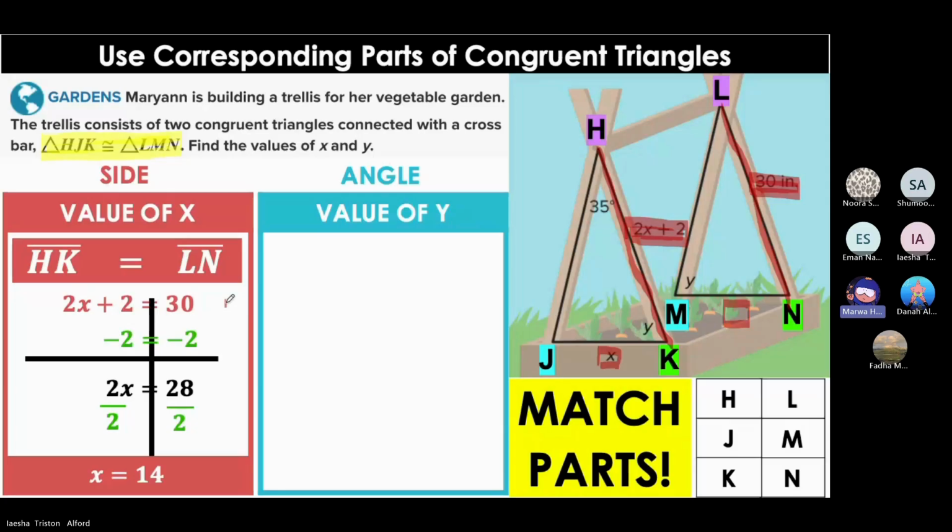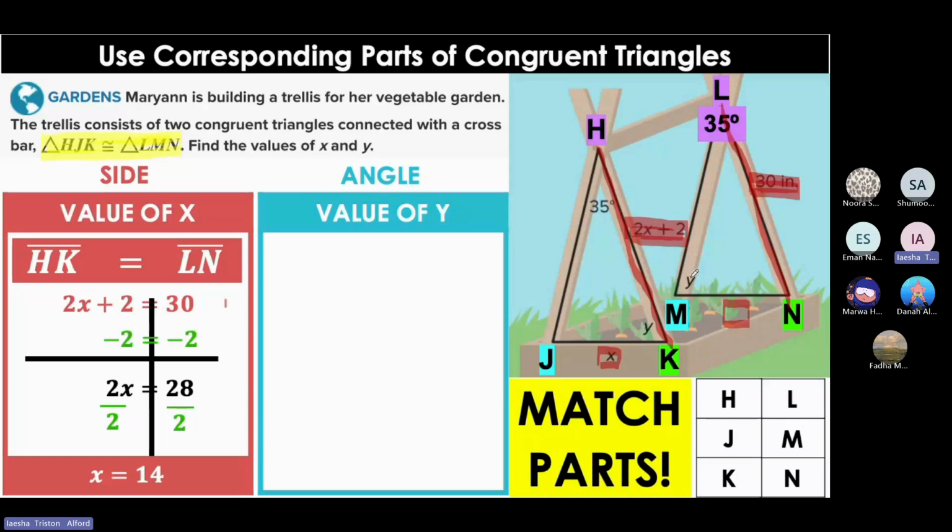Because angle M and J are the same, we can have two Y's. Y plus Y plus 35 equal 180, correct? Remember, we're talking about congruent triangles. The triangles are congruent. What does that mean? The 3 numbers inside are the same, and the 3 numbers outside should also be the same. So if H and L are congruent, H is 35, so L should also be 35.